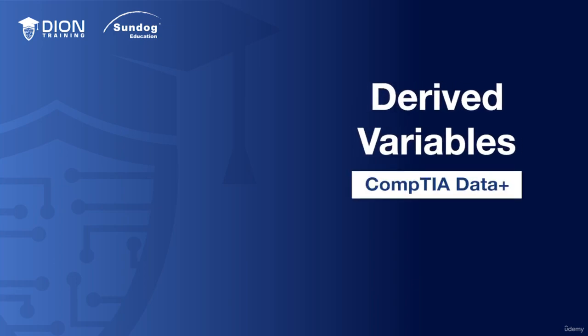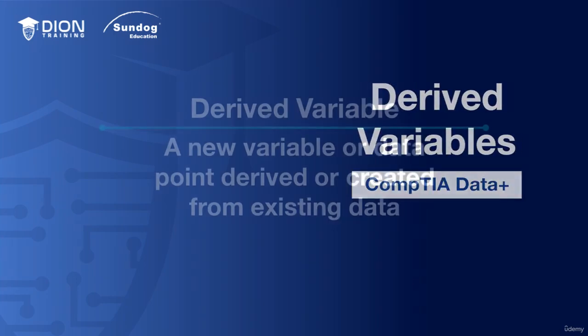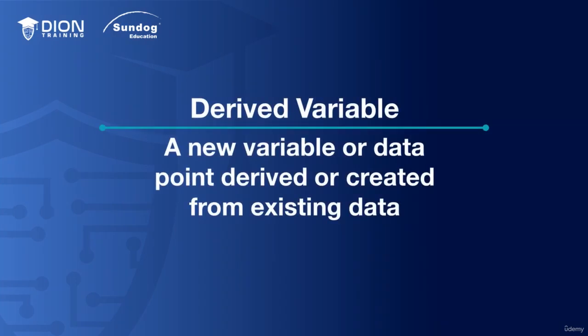Next, let's talk about derived variables. A derived variable is a new variable, a new data point that's derived or created from the data that you have. So it's the same general idea as recoding data, but there's a subtle difference here.